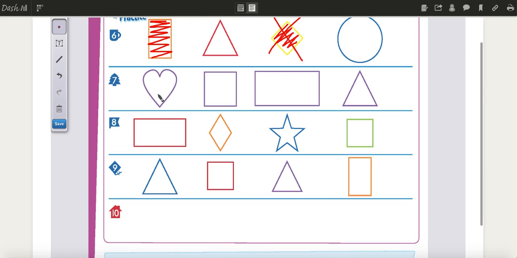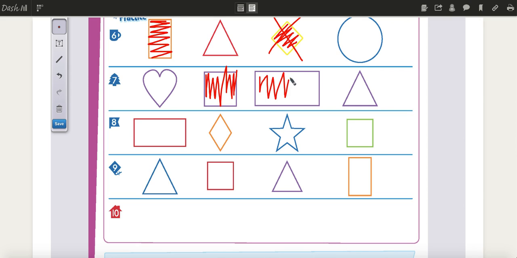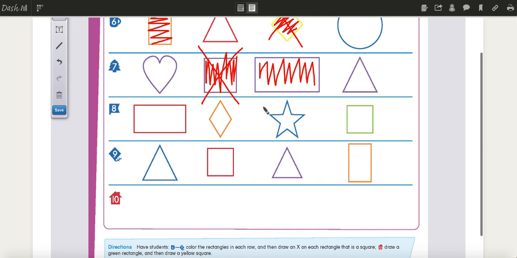Let's look at number 7. Is this a rectangle? No. Is this a rectangle? Yes. Is this a rectangle? Yes. Is this a rectangle? No. Okay, so now we need to draw an X on all the squares. Is this rectangle a square? Yes. All the sides are the same length. Is this one a square? No. Good job. Number 8.